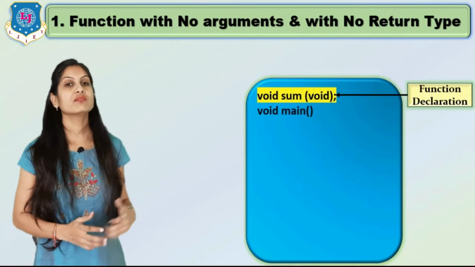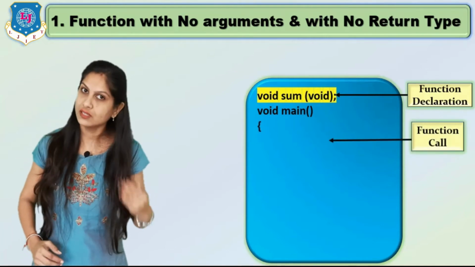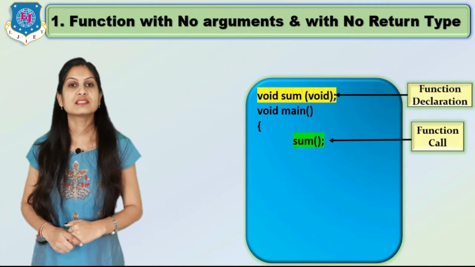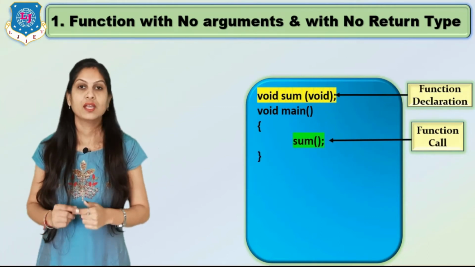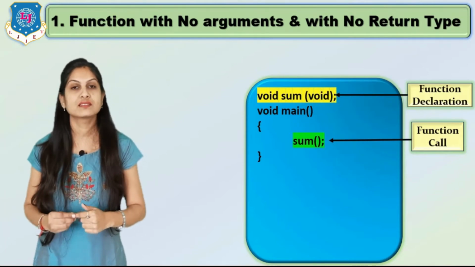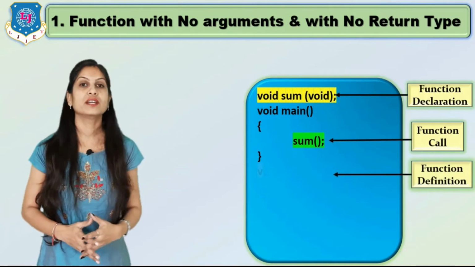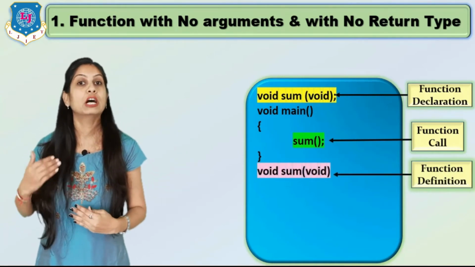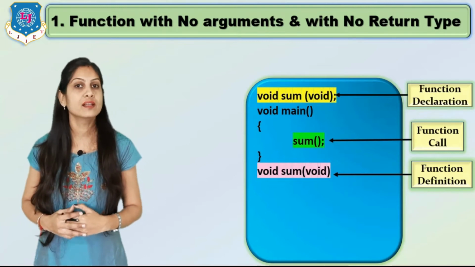Clear? After that we have to write void main, and inside void main we have to write the function call. The function call is just the function name, that is sum, and round brackets. Here also the brackets are blank because the category is no argument. And after void main we have to write the function definition, that is our function in which we have to write the logic for finding the sum.